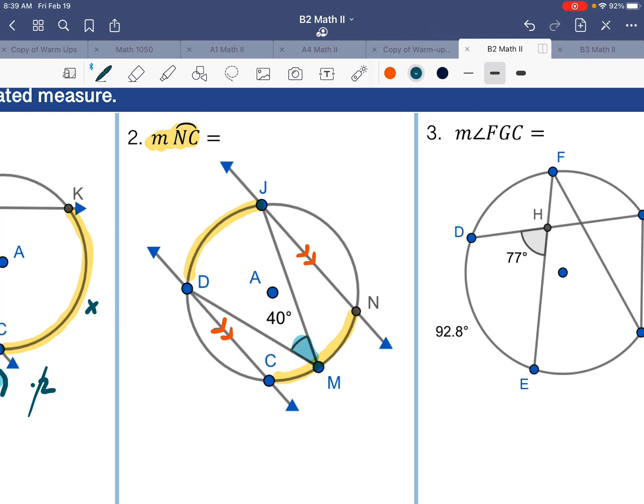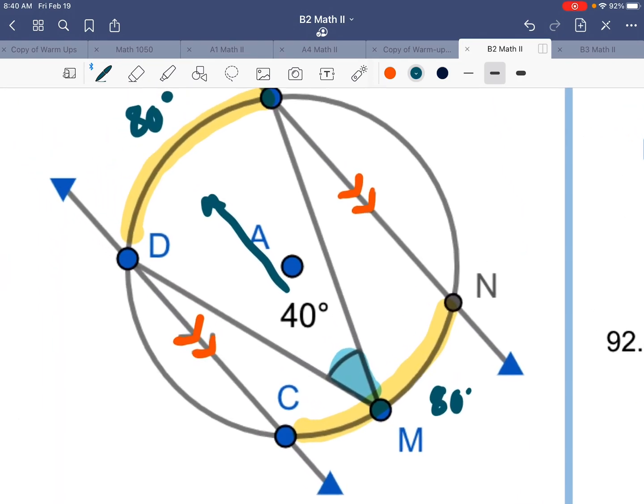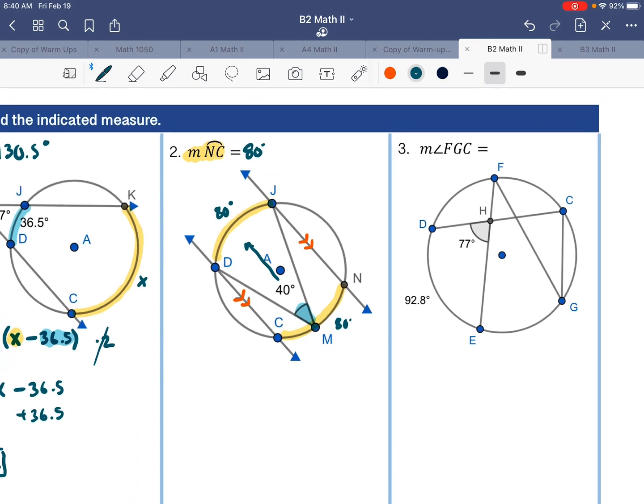So 40 times 2 would get us 80 degrees. And since that one's 80, we also know this one's 80 because they're the same. So that's the answer for that one. They're both 80 degrees. And we found that out because of this inscribed angle of 40 degrees.